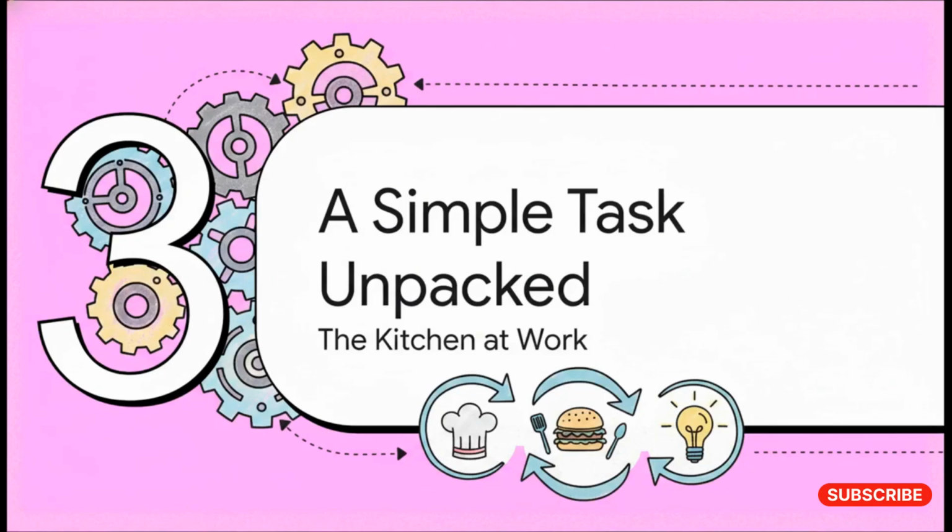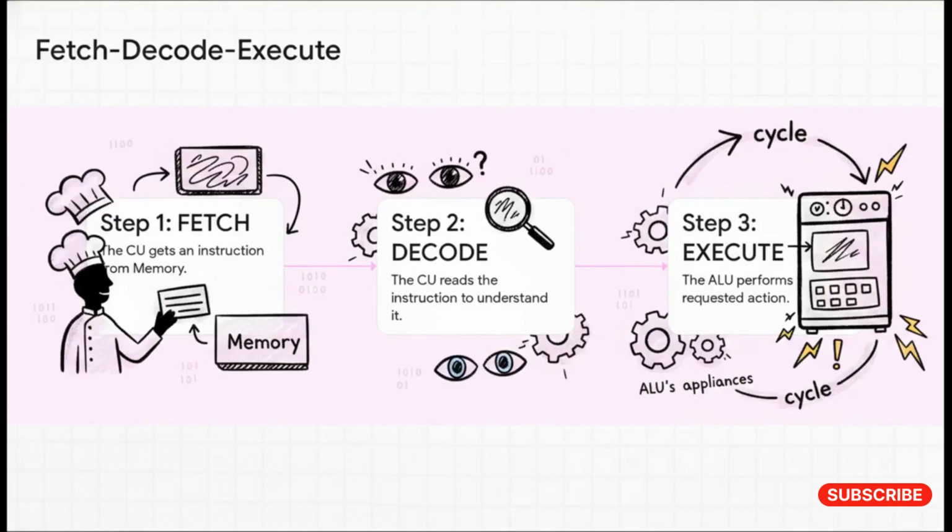Okay, so we've met the whole crew. Now let's see how they all dance together. We're going to watch our digital kitchen handle a basic task, and it all boils down to this constant three-step rhythm. This is the heartbeat of the entire system. It's called the fetch, decode, execute cycle. First, fetch. The head chef goes to the memory pantry and grabs the next instruction. Step 2, decode. The chef reads the instruction to figure out what needs to happen. And finally, execute. The chef sends the task to the right appliance, usually the ALU, to get the job done. This simple loop just repeats over and over, billions of times every single second.